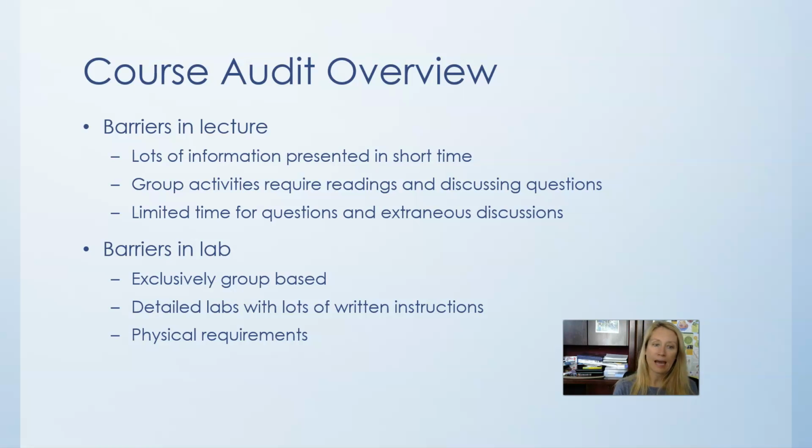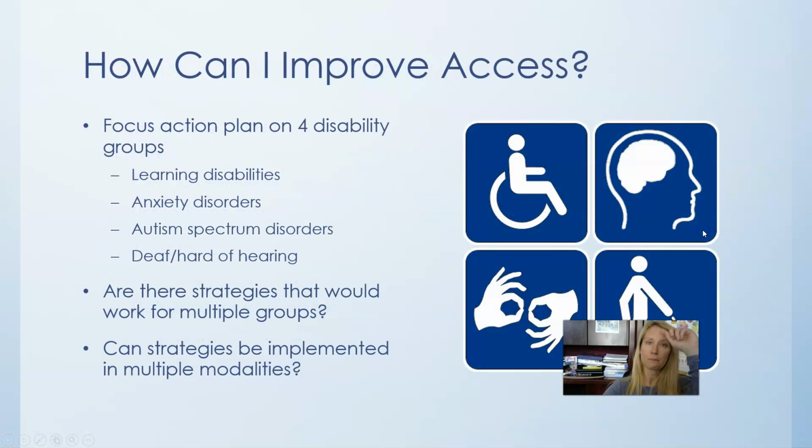As far as barriers in lab go, it's exclusively group-based lab work, which means everyone has to work together with lab members. These labs are very detailed and there's lots of written instructions. And once again, we have very physical requirements. We take off-site field trips. We're outside on almost a weekly basis, going around campus, wading into ponds and streams and using equipment and collecting data. So there are a lot of things that could potentially be barriers to learning for certain groups of students.